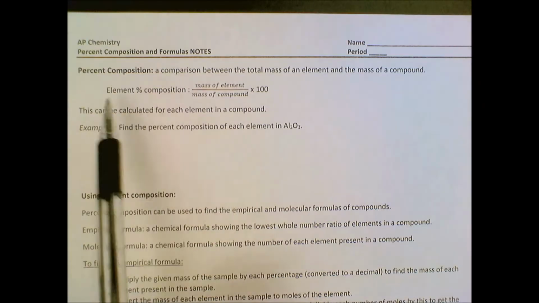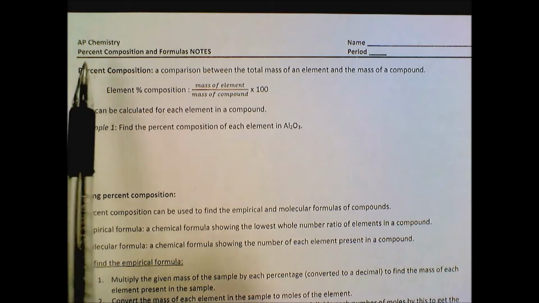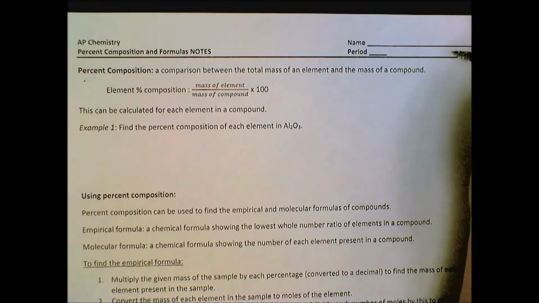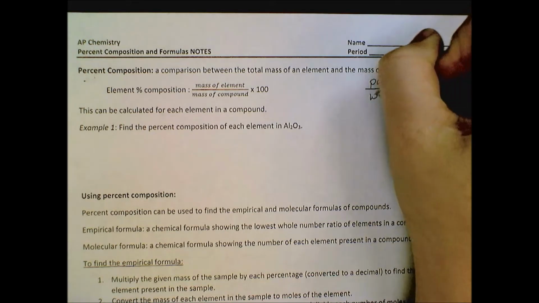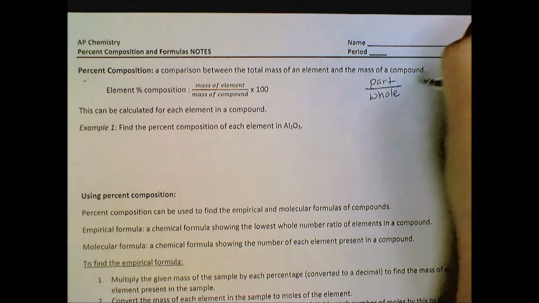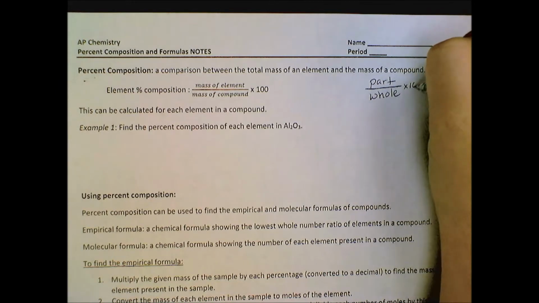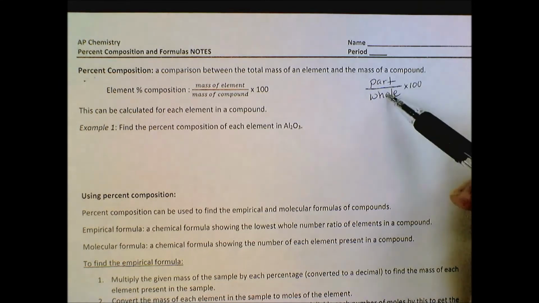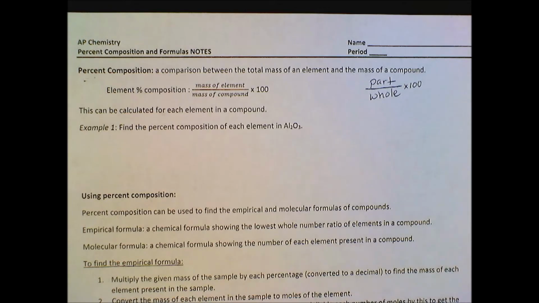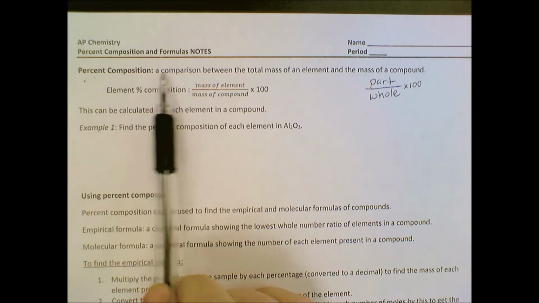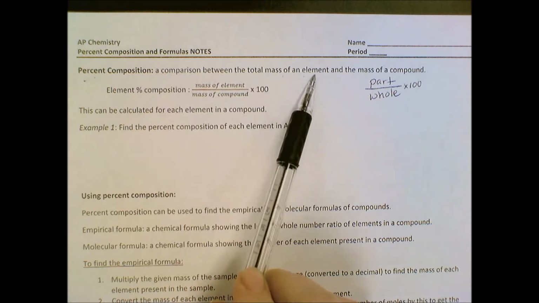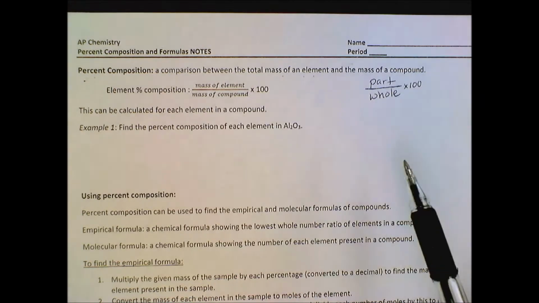So percent composition, any percentage that we look at, is really a relatively simple concept. It's part of something out of the whole thing. And then to make it a percentage, we multiply by 100. So it's really a fraction multiplied by 100 gives us a percentage. So composition is what something is made of. So percent composition is a comparison between the total mass of an element and the mass of a compound.